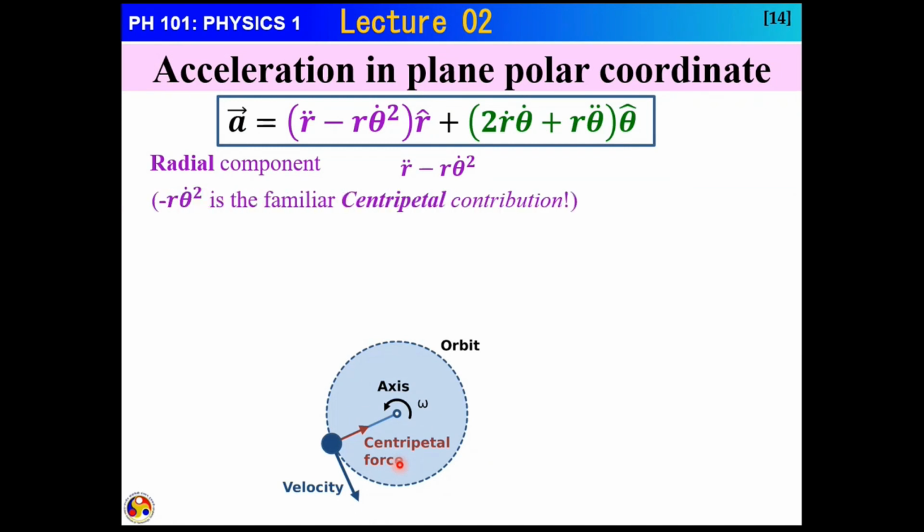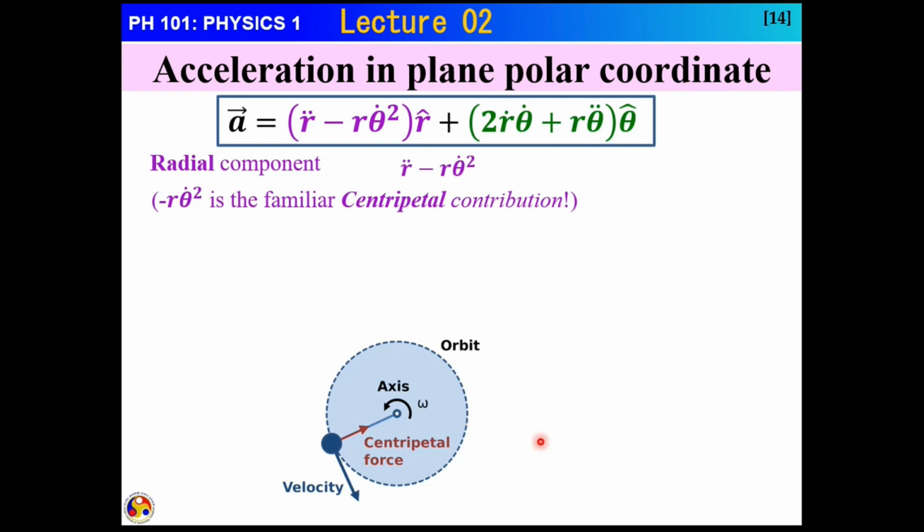Okay. So r theta dot square is familiar, and that is called centripetal acceleration. However, the particle who is doing the circular motion is going to experience the acceleration in the other direction, and that's called centrifugal acceleration. So I hope that it is clear to you.